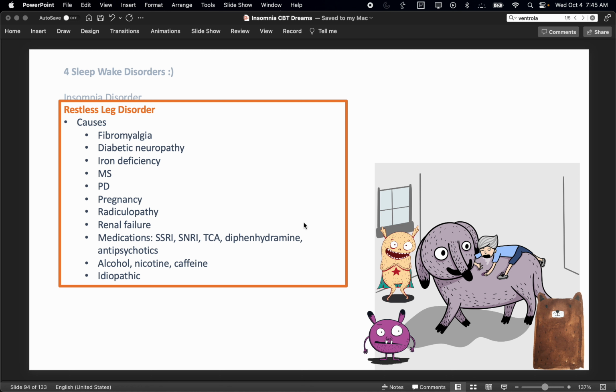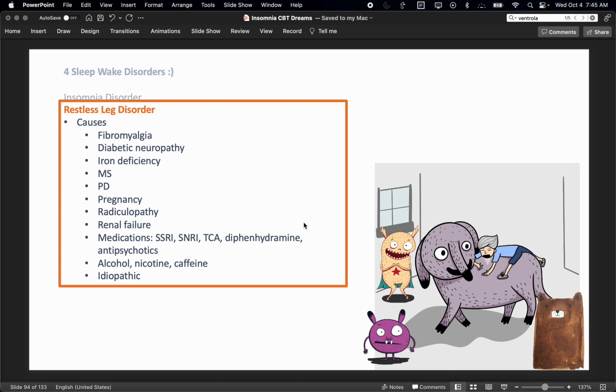Causes are all over the place. Fibromyalgia, neuropathies, iron deficiency. If they have iron deficiency, then great, that might be an easy way to find it. Pregnancy can cause it too, but don't treat it if it's due to pregnancy. They just have to be uncomfortable and finish going through their pregnancy, have the baby, and it goes away.